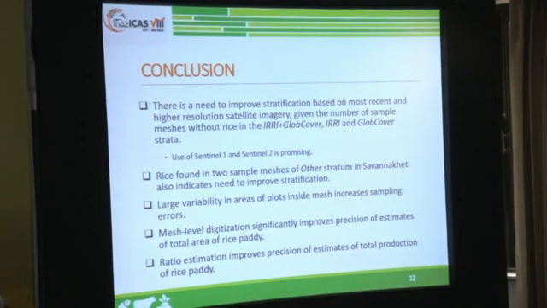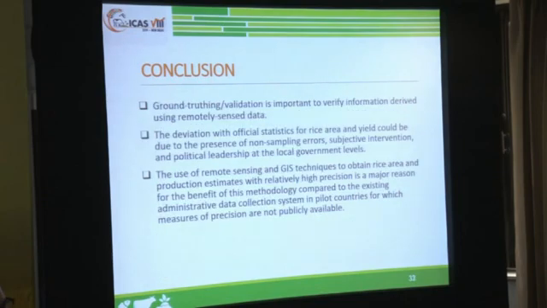Say within the 200 meter by 200 meter mesh, it's around 4 hectares in area, but you can find some farms are 2 hectares in size, while the others are just maybe 6,000 square meters or 0.6 of a hectare. So that's how variable the sizes are within the sample mesh. Also, mesh-level digitization significantly improves precision of estimates of total area of rice paddy. Also, we observed that ratio estimation improves the precision of estimates of total production of rice.